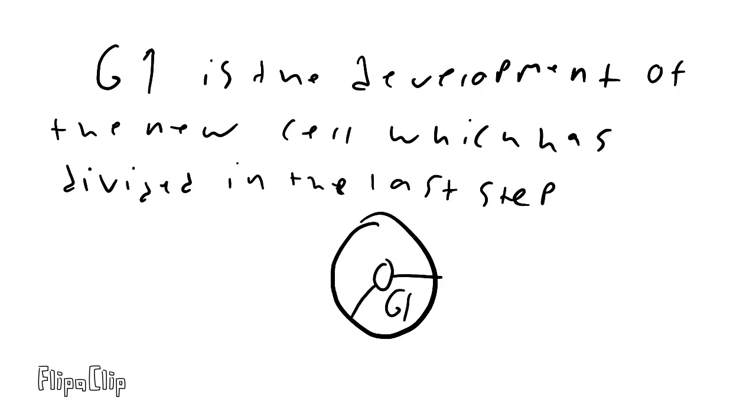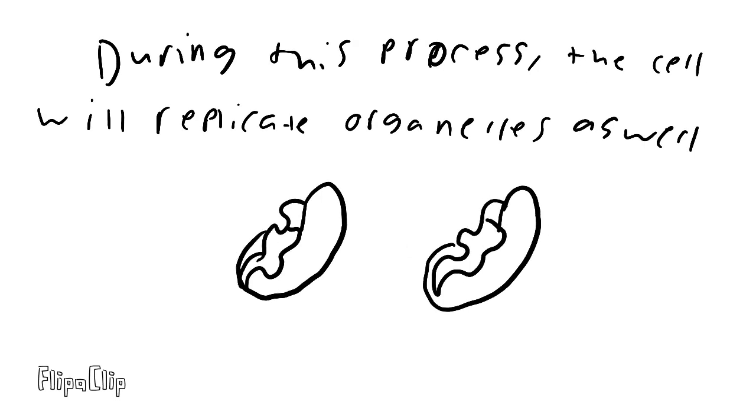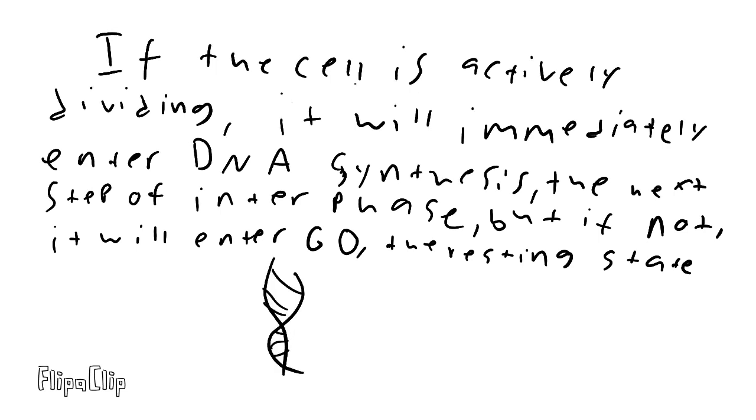G1 is the development of new cells, which were divided in the last step. During this process, the cell will replicate organelles as well. If the cell is actively dividing, it will immediately enter DNA synthesis, the next step of interphase. But if it is not dividing actively, it will enter G0, the resting state.